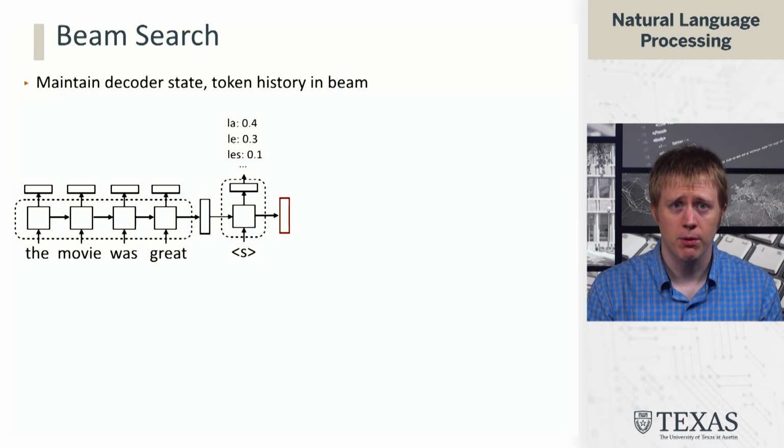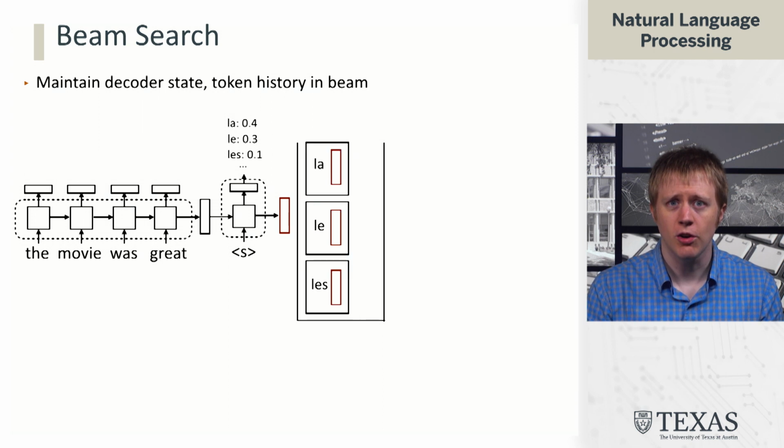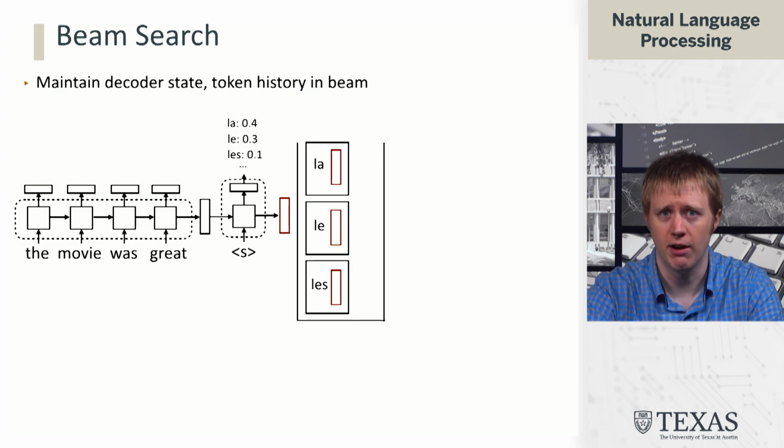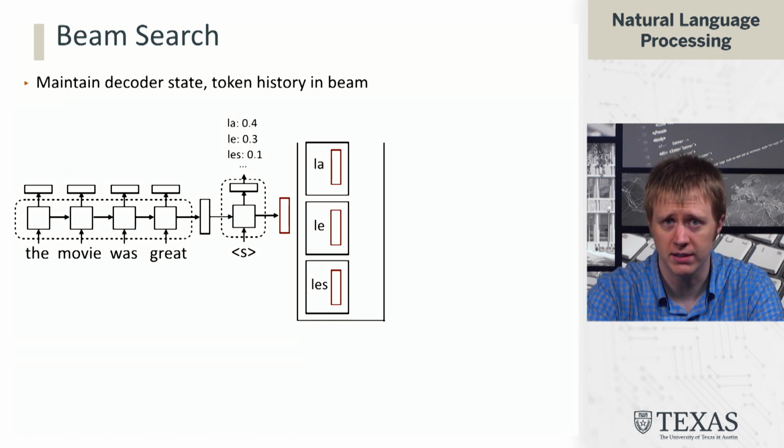So the way it works is we get our distribution over possible tokens. So we have le, la, and le here with associated probabilities. And then these are going to populate entries in our beam. So after this first time step, we now say, okay, there were 3 things that we could have predicted.